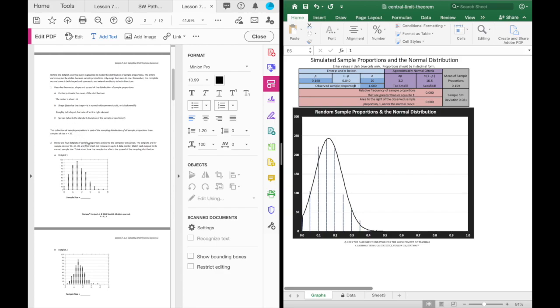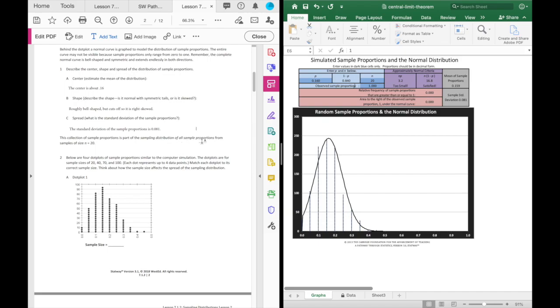What about the spread here? It says, what is the standard deviation of the sample proportions? So we can notice right here, it says the sample standard deviation is 0.081. So I'll say the standard deviation of the sample proportions is 0.081. Okay. All right.